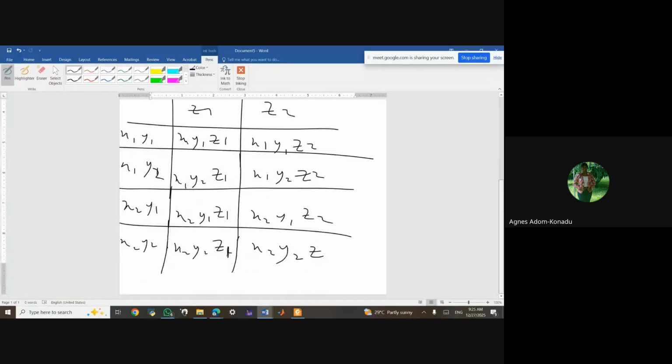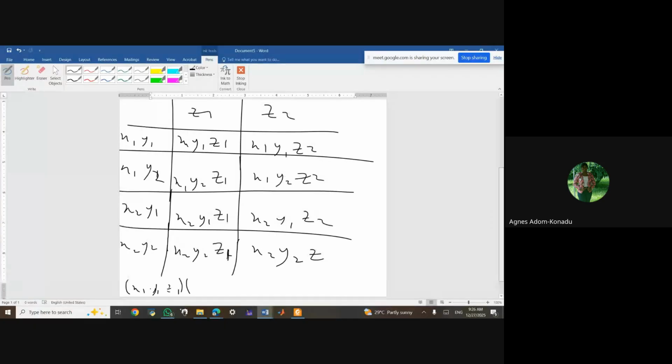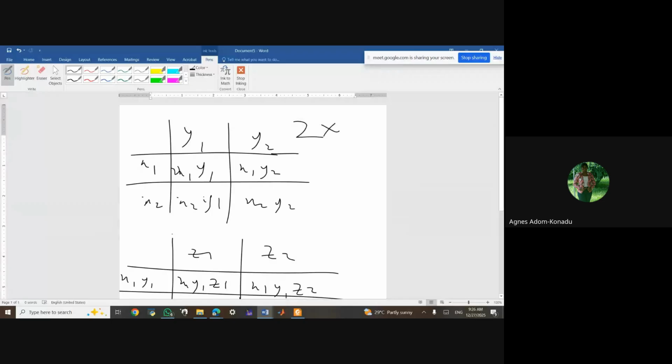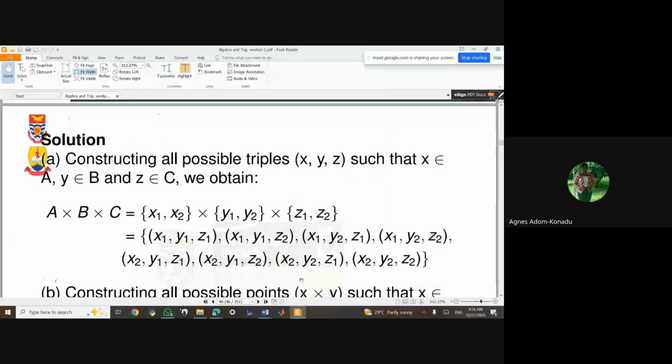So we're going to get x1, y1, z1, and so on: 1, 2, 3, 4, 5, 6, 7, 8. I think it's the same because we're supposed to get 2 times 2 times 2, which is 8. And I think when you write it in this set form, you are going to get the same thing.